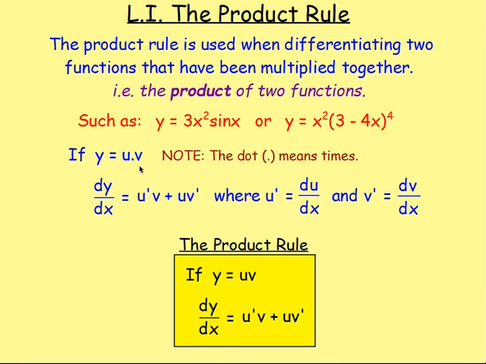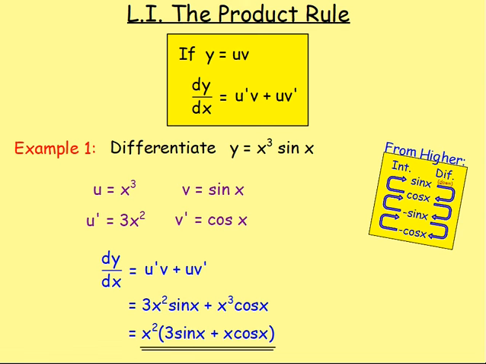The product rule: if y equals u times v, where u and v are both functions in terms of x, then dy by dx will be u dash v plus u v dash, where u dash is differentiating u with respect to x, and v dash is differentiating v with respect to x. Some examples with that. What you need to do, if you have y equals, for example, x cubed times sine x, is write down u and v.